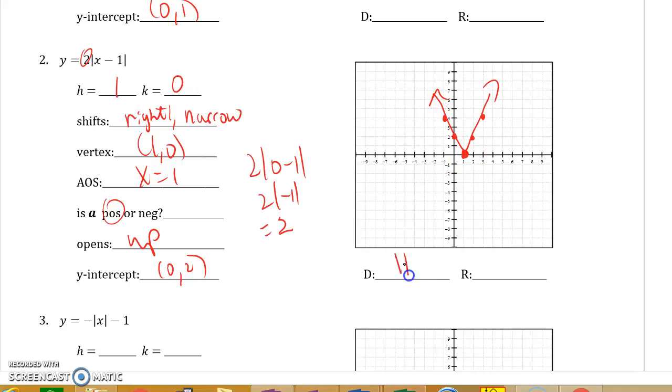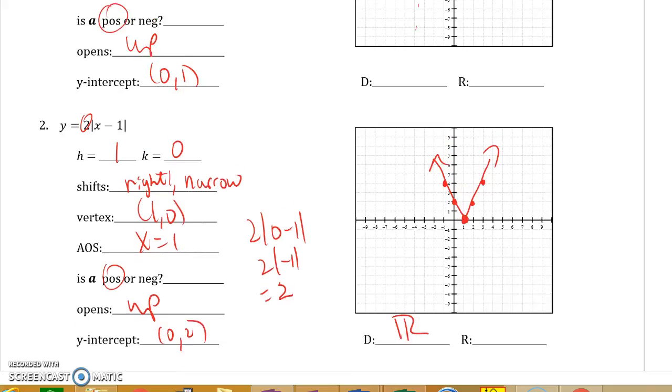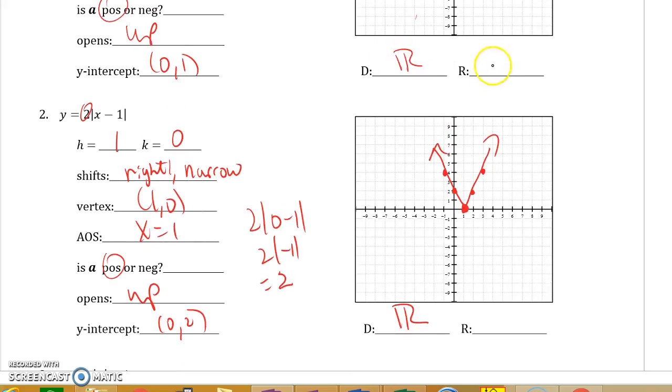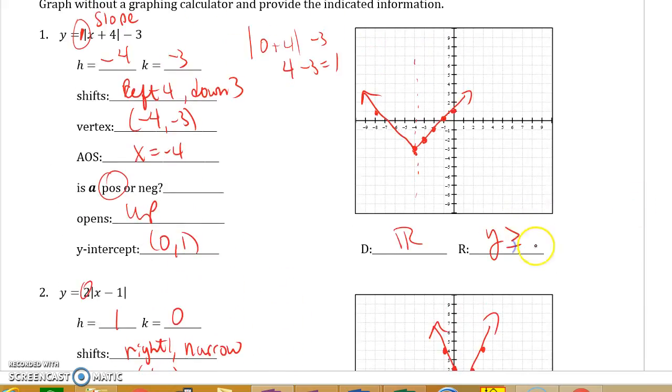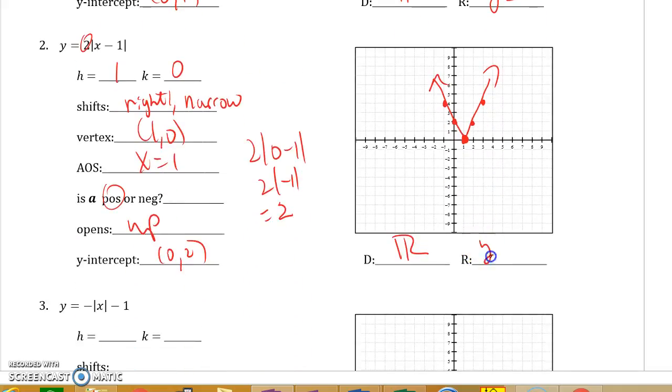By the way, domain, all real numbers. Forgot to do that up here. Range will still be y is greater than or y is less than. Since this one opened up, it'll be greater than -3. This will be y is greater than 0.